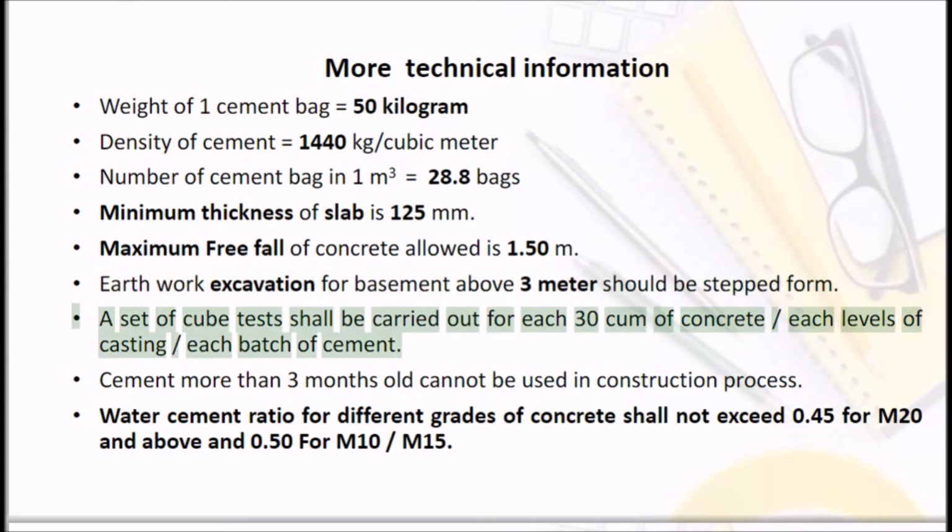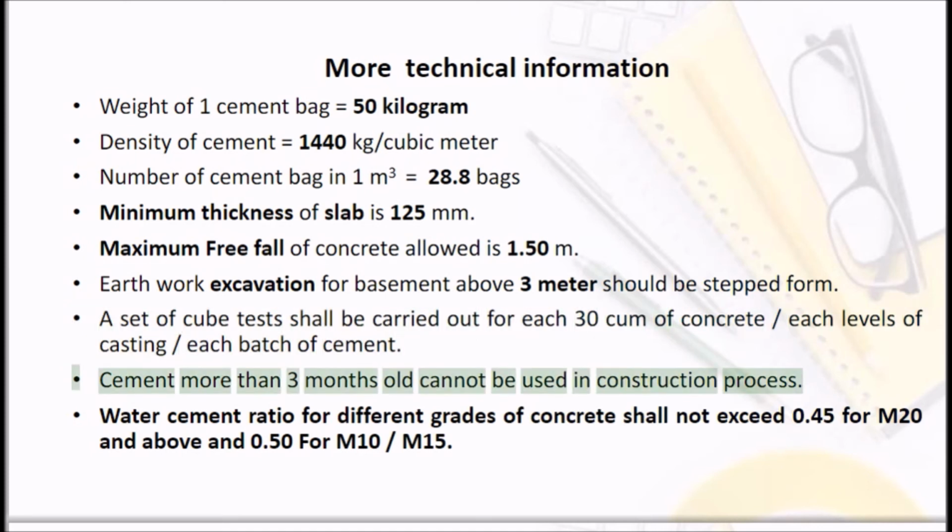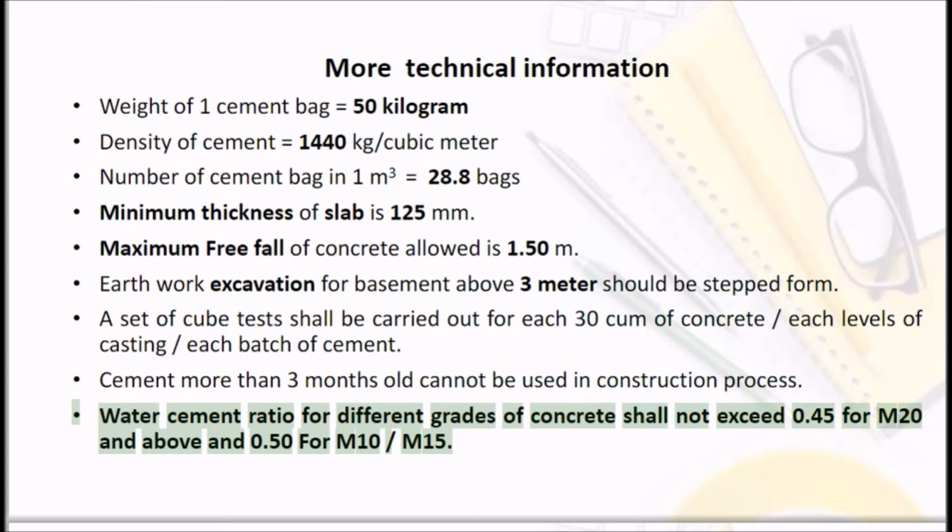A set of cube tests shall be carried out for each 30 cubic meters of concrete, each level of casting, each batch of cement. Cement more than 3 months old cannot be used in construction process. Water-cement ratio for different grades of concrete shall not exceed 0.45 for M20 and above and 0.50 for M10-M15.